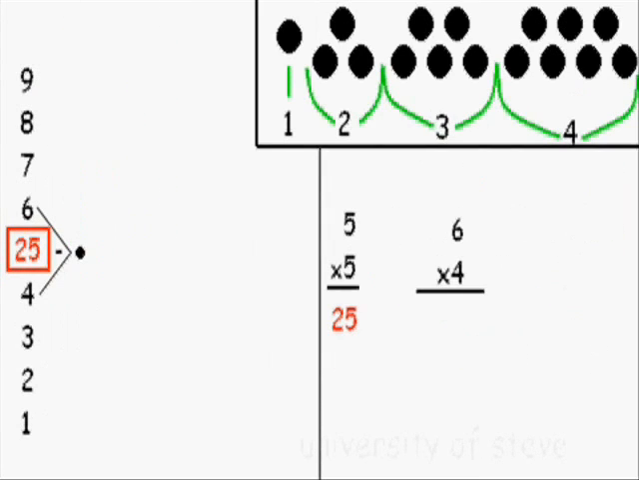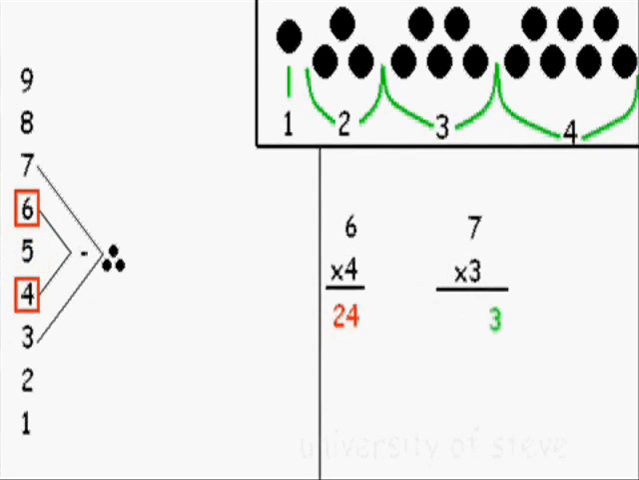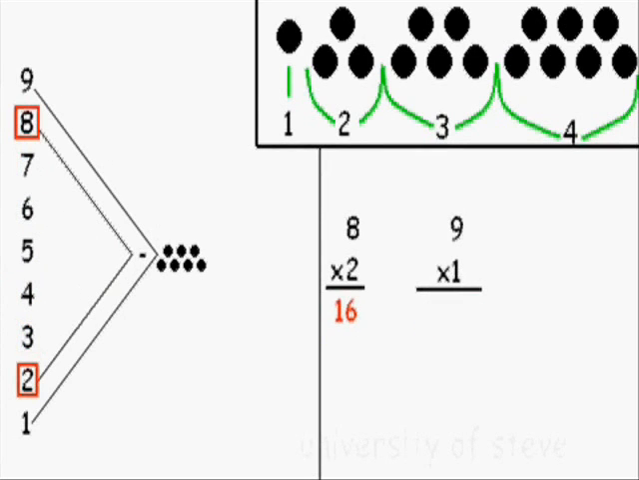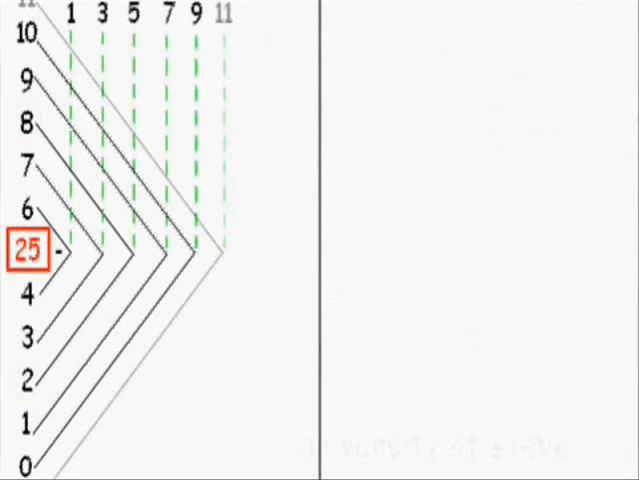6 times 4 was the first step out, so it's the first odd less than the step before it. 7 times 3 was the second step out, so it's the second odd less than the step before it. 8 times 2 was the third step out, so it's the third odd less than the step before it. And 9 times 1 was the fourth step out, so it's the fourth odd less than the step before it. This pattern continues way off in the distance.